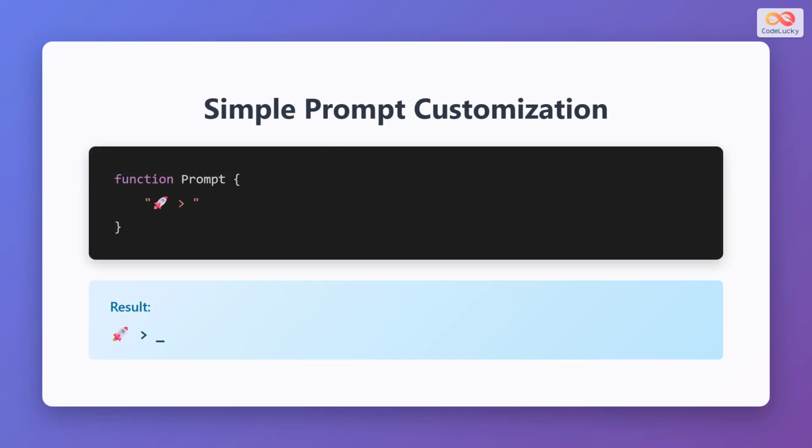Let's create a simple custom prompt. You can define a new prompt function that returns any text you want. For example, returning a rocket emoji followed by a greater than symbol will replace the default prompt entirely. When you execute this function, your prompt changes immediately to show the rocket emoji. This demonstrates how easy it is to personalize your command line interface.